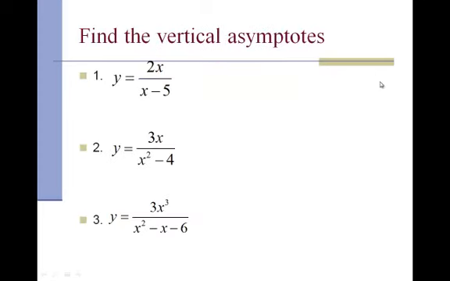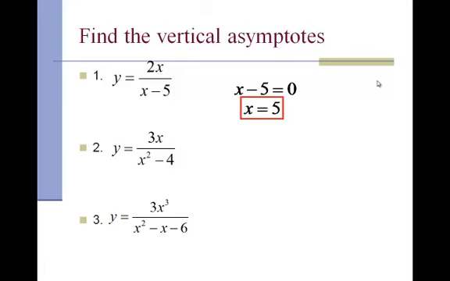Take a minute and try to find the vertical asymptote for each one of these examples. Pause until you're ready to go over them. Okay, in number 1, our denominator is x minus 5, so I'm going to set x minus 5 equal to 0, and I would solve for x by adding 5 to the right. x equals 5 is our answer.